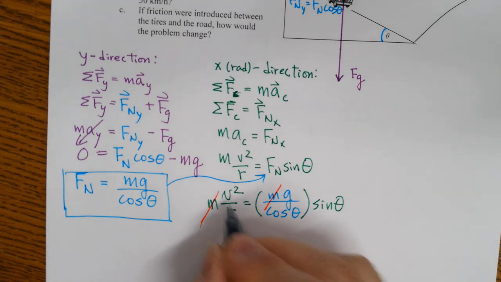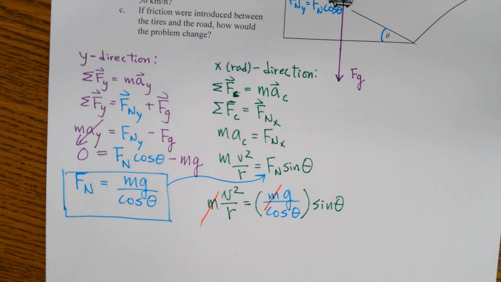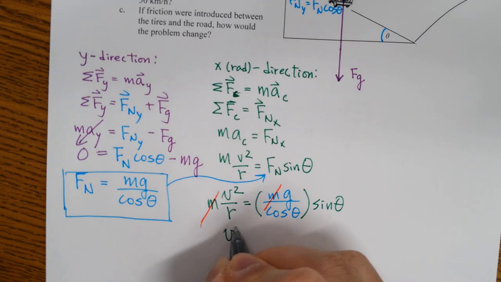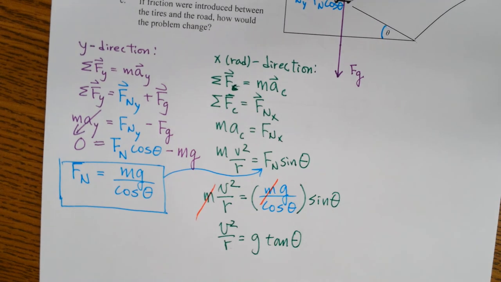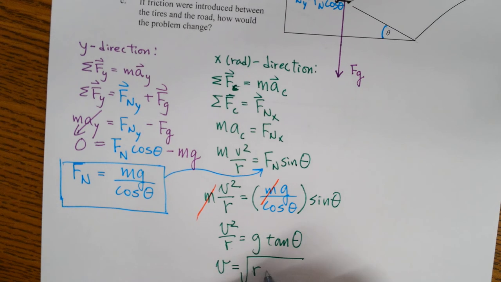So the v and the r, right? If you think about it, v squared over r is equal to g tan theta. So this equation gives the design values for theta and v for a given r, okay? So if you were to think about it, then v is equal to the square root of r g tan theta.